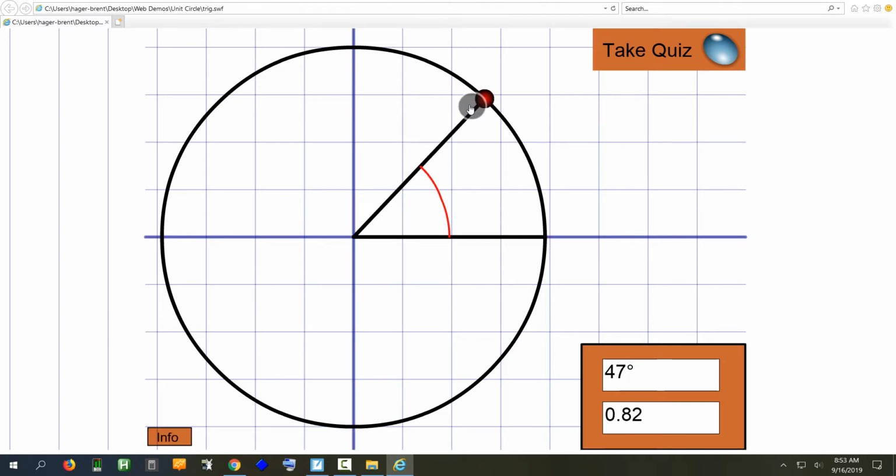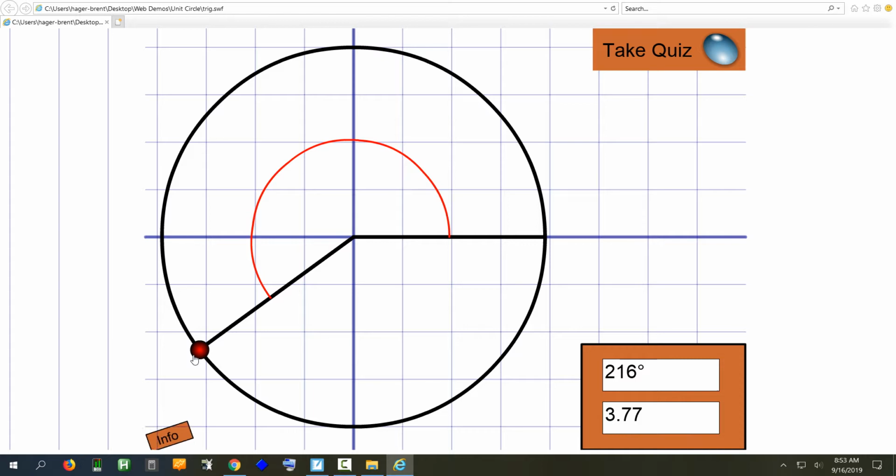So remember, as you draw counterclockwise, you can see your angle getting positive. There's a top number and a bottom number. What unit is the top number using? Degrees. And the bottom one doesn't have a label, so what's it using? Yeah, it's using radians. All right.